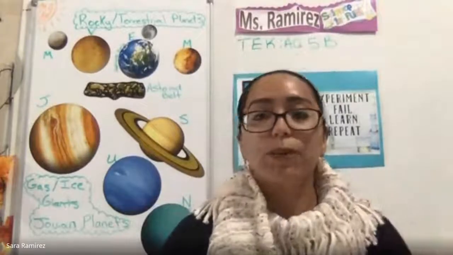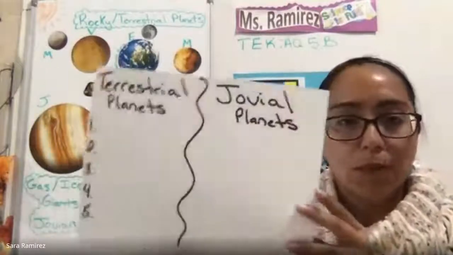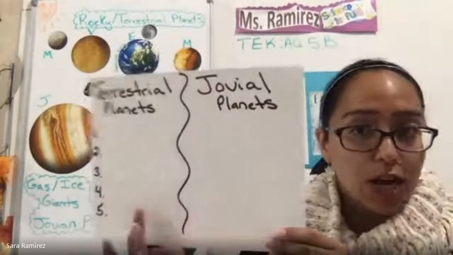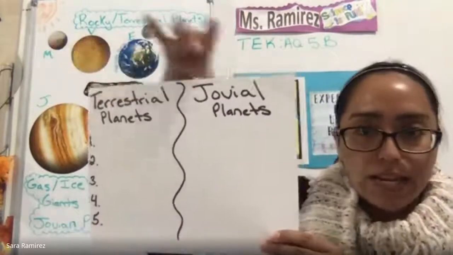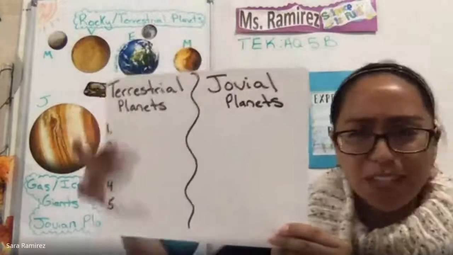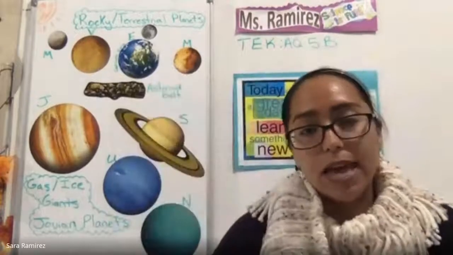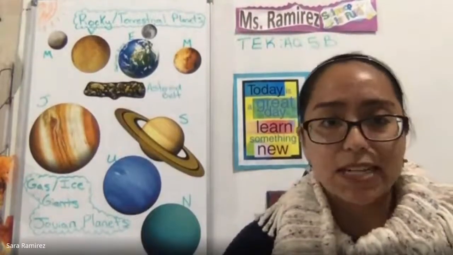And I just have a quick reflection question for you guys. We talked about terrestrial and the jovial planets. My challenge for you guys is to see if you can create a T-chart and just compare the differences between a terrestrial planet and a jovial planet. So see if you can come out with at least 5 differences between those two categories. And that is all I have for you guys today. We're going to pass it back to Mr. Broughton, and he's going to answer any questions.